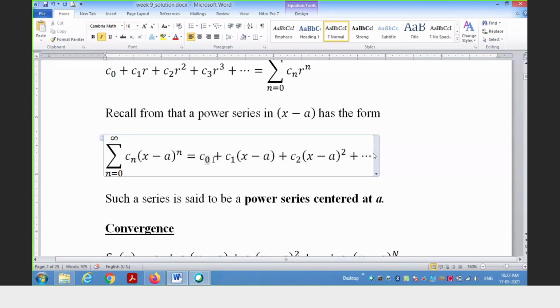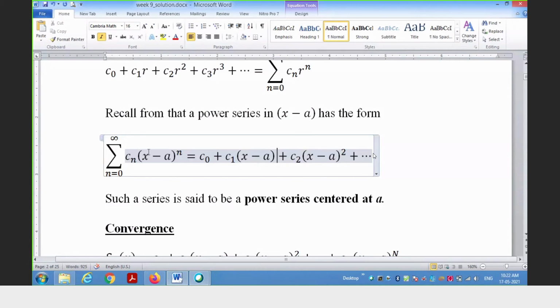Okay, and then plus, now you increase n by 1, so now n equals 1. So we have c1 times (x minus a) to the power of 1. Okay, and then increase n by 2, then we have c2 times (x minus a) to the power of 2, plus and so on. Okay, this is an infinite series, an infinite power series.